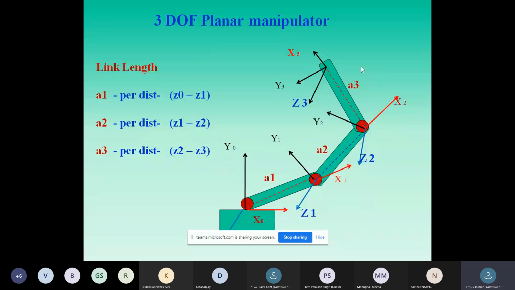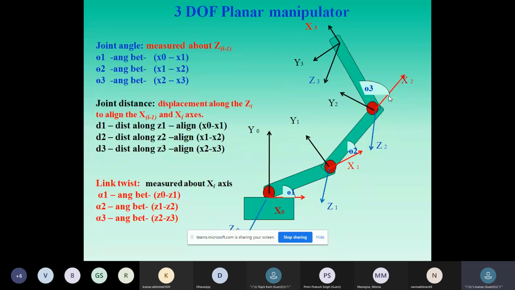In this way, since this is a planar robot, all the Z axes are perpendicular to the plane, so all are parallel to each other. So the link lengths will be A1, A2, and A3. You have evaluated the first parameter: A1, A2, A3 for the three links.